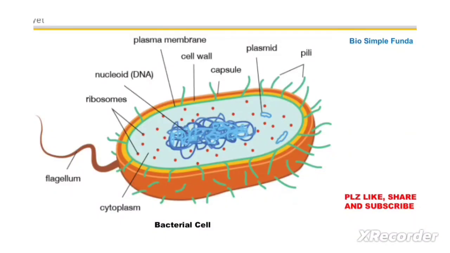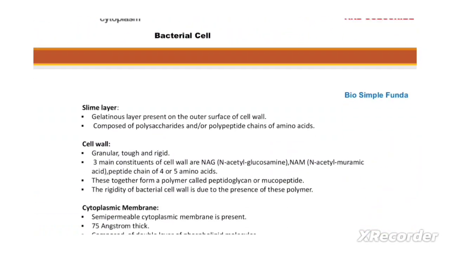Today in this session, we are discussing bacterial cell structure. This is the structure of a bacterial cell. The bacterial cell shows a prokaryotic structure, which is enclosed by three layers. The outermost covering is the slime layer, the middle one is the cell wall, and the innermost is the cytoplasmic membrane.